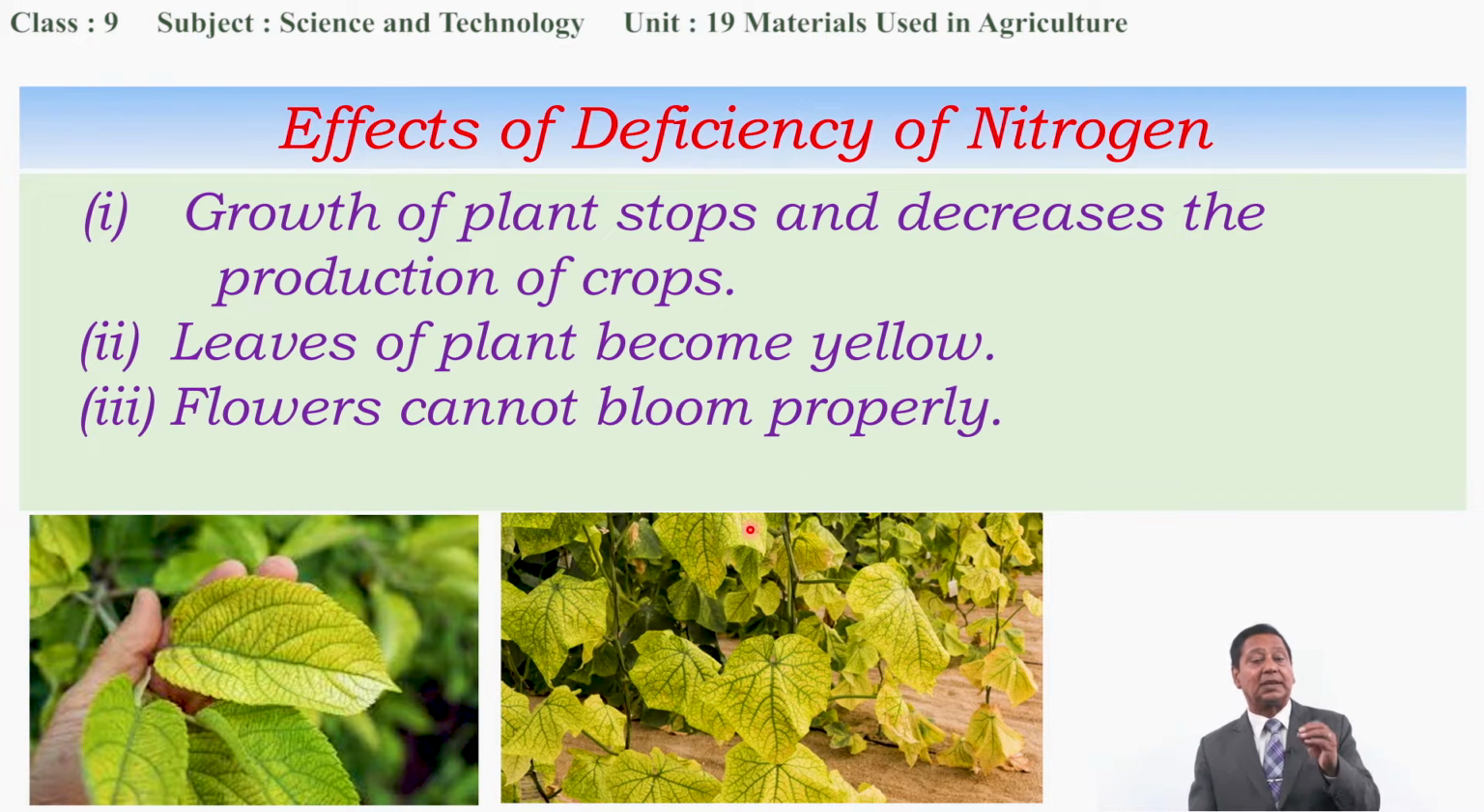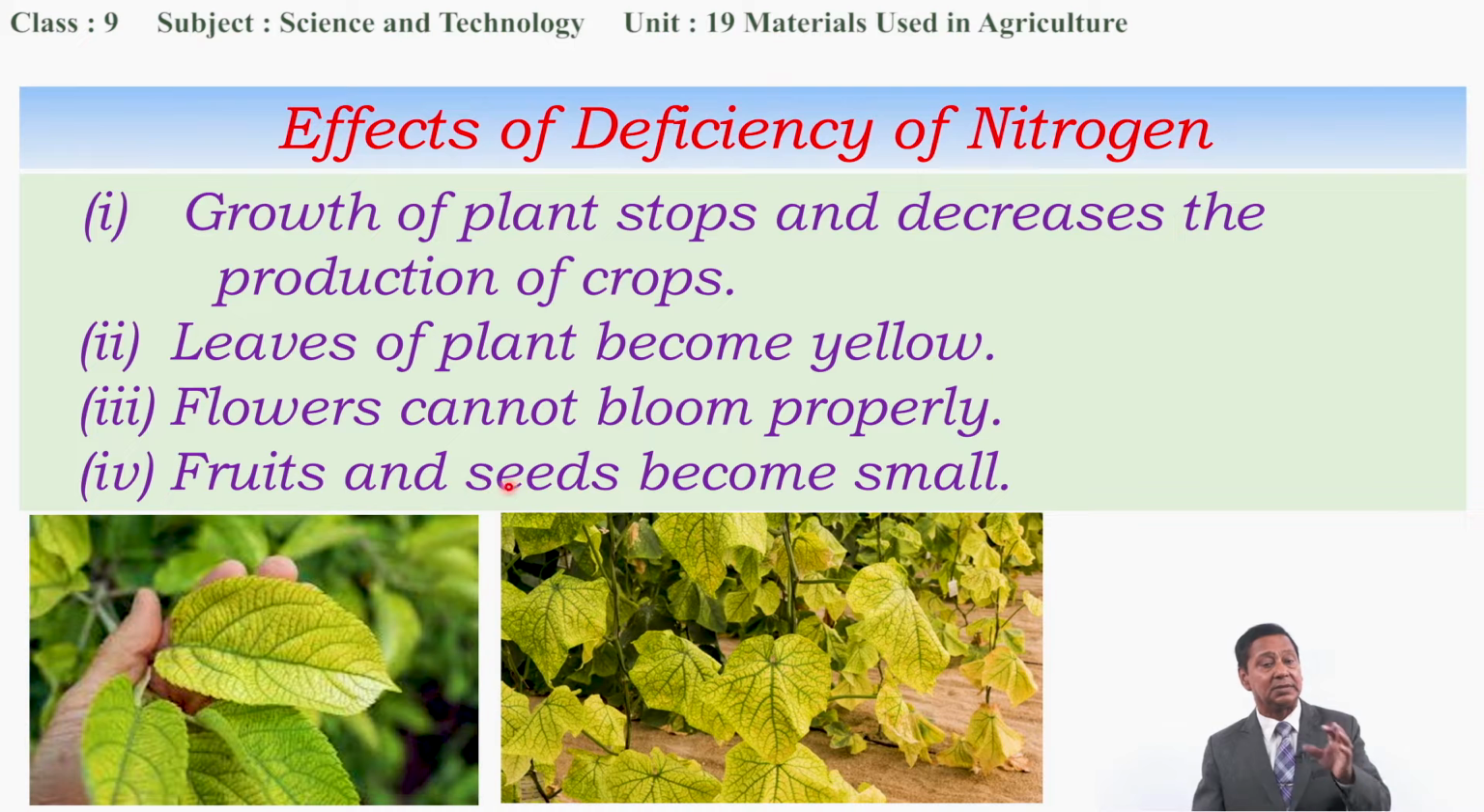Another, flowers cannot bloom properly. Another effect is that fruits and seeds become small. It should be a well-developed seed. I mean to say, we are expecting well-developed seed. Instead of that, if development of the seed is very little, then this is not proper agriculture. That's why this can be obtained by the use of nitrogen, by the supplement of nitrogen in the soil.